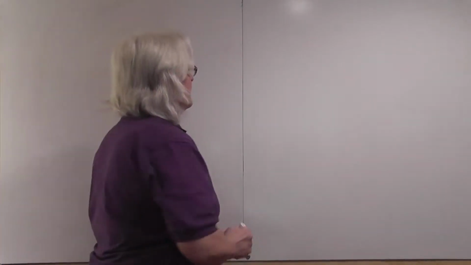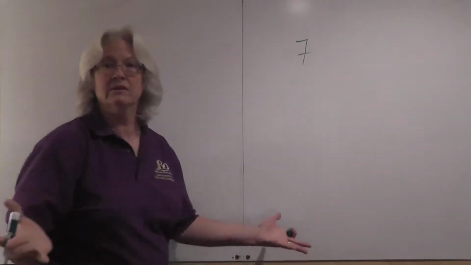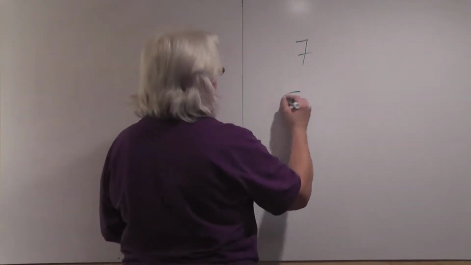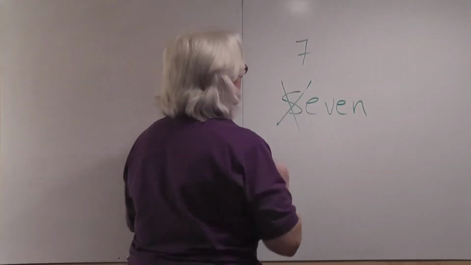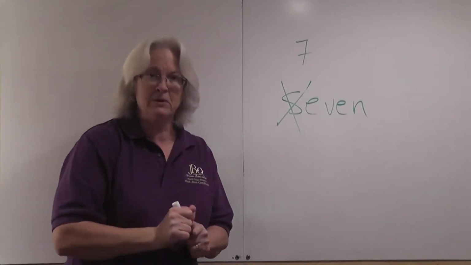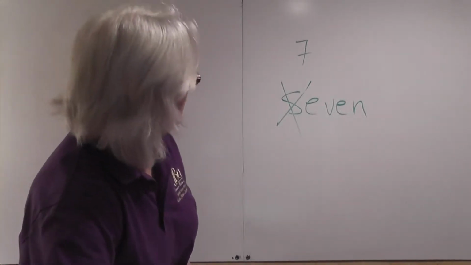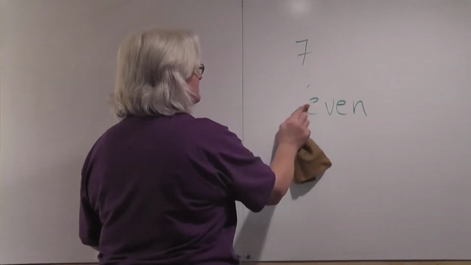But before we get started with that, I would like to know if you can tell me how in the world you would make 7 an even number. Okay, now, you know, of course, that 7 is an odd number, isn't it? 7 is an odd number, but if you take away the s, it's all of a sudden even. So yes, you may throw rotten tomatoes at me and everything, but that's how you make 7 an even number. You get rid of the s.